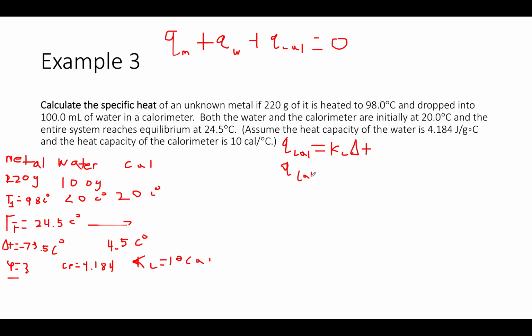The heat of the calorimeter, Kc, 10 calories, times delta T, 4.5. You get the heat of the calorimeter to be 45 calories.